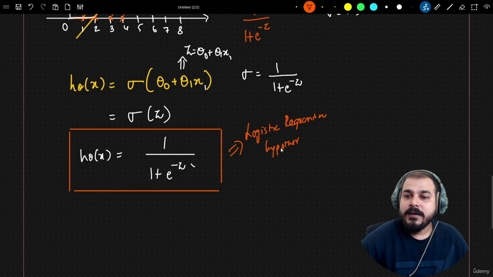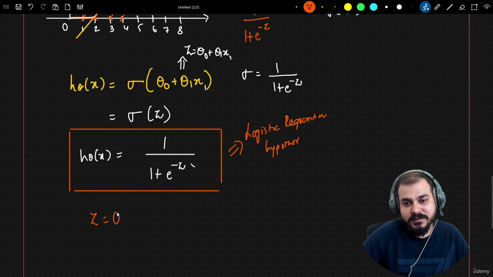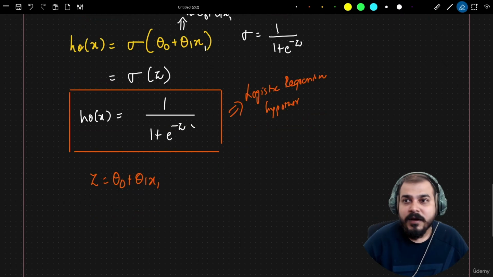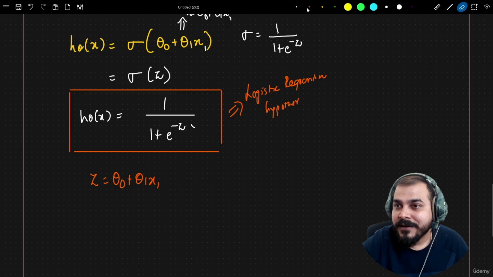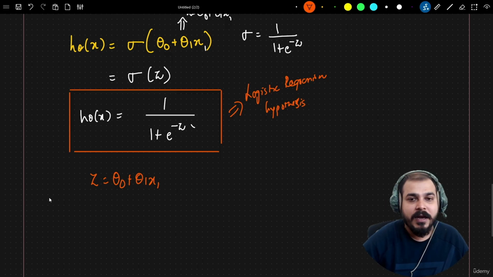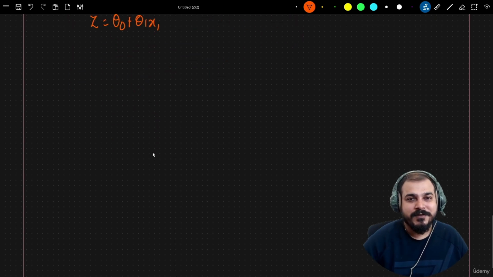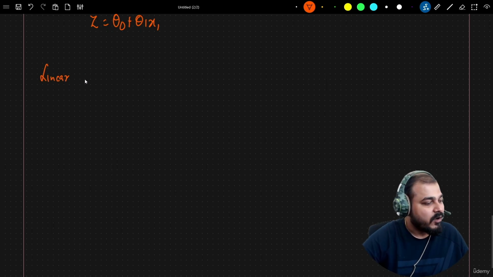And here you know that z is theta 0 plus theta 1 into x1. So I hope you have understood the logistic regression hypothesis as I discussed. This is basically the equation of the hypothesis. Now what I am going to do is consider the linear regression cost function, and then we'll try to modify it into the logistic regression cost function.